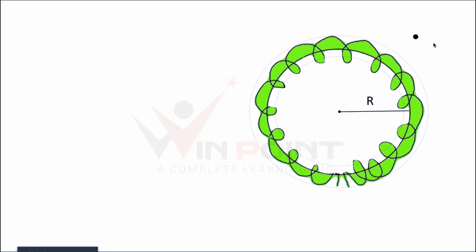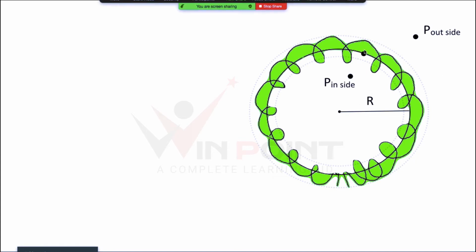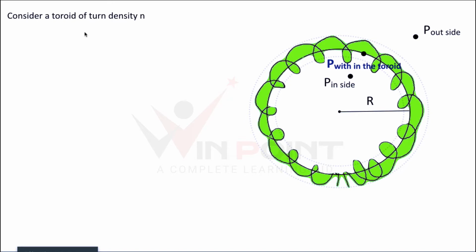One point is outside the toroid, P outside. One point is inside the toroid, P inside. One point is within the toroid, P within. And like our previous derivation, consider a toroid of turn density n. A current I is passing through the toroid. Turn density means number of turns in unit length.